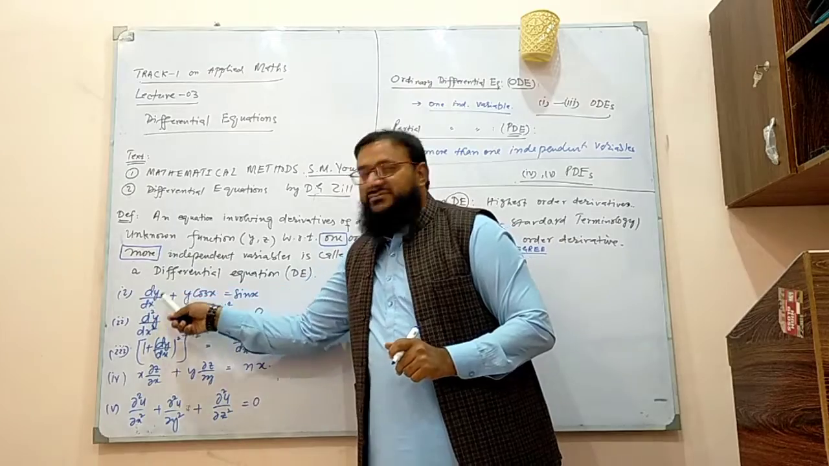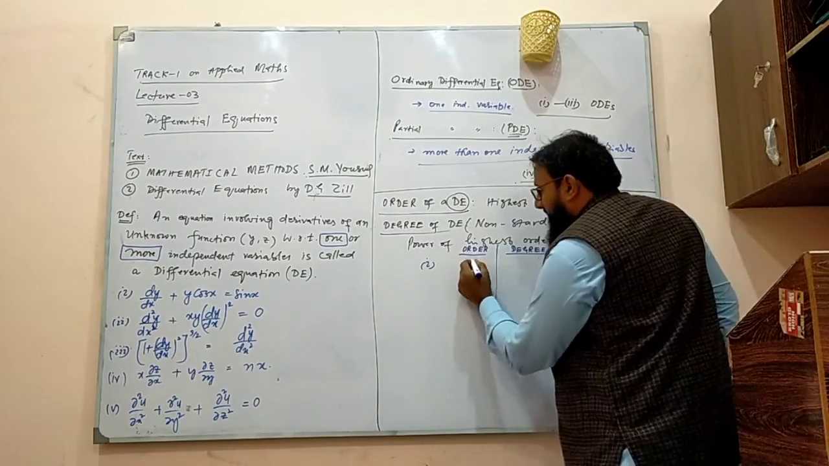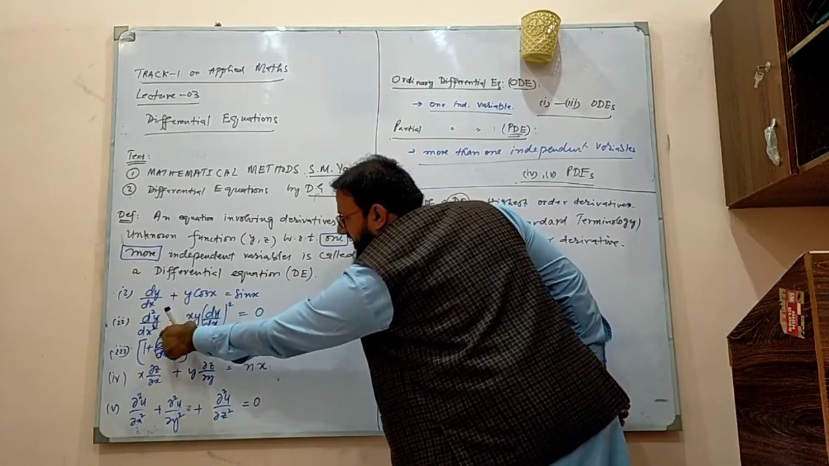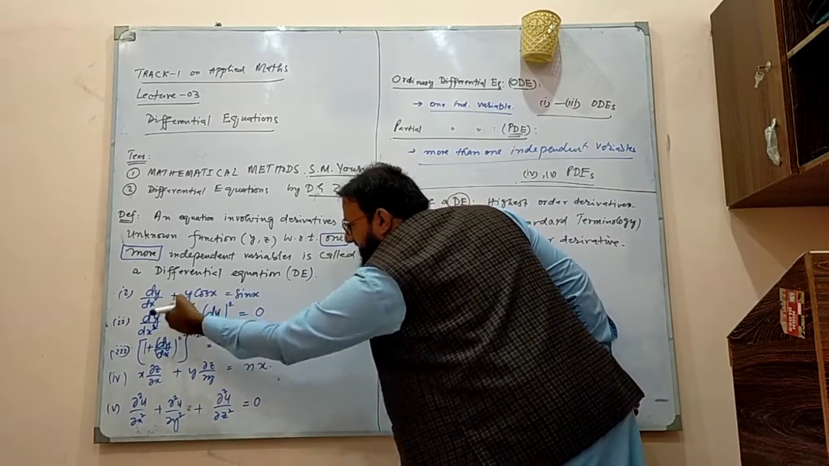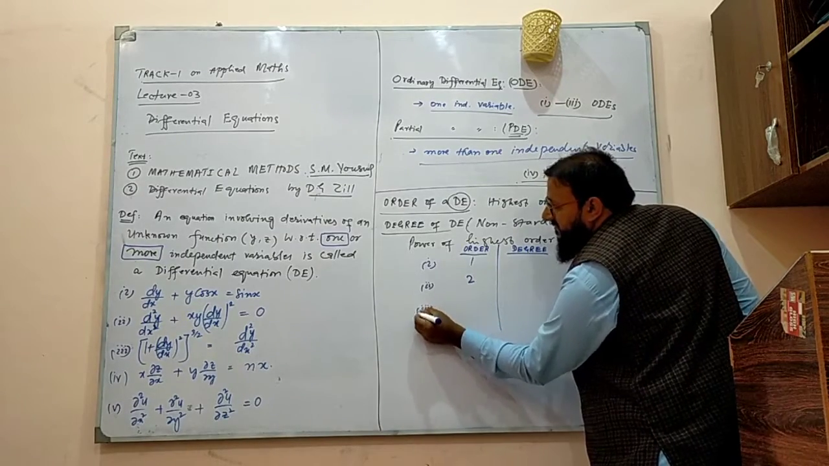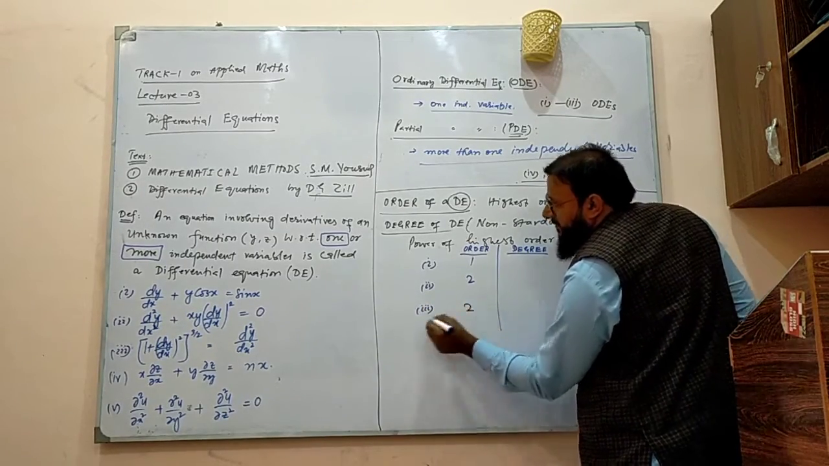1, because the derivative is only once. What is the order of the second equation? 2. You can see this is a second order derivative, this is a first order derivative. So the highest is second, so the order is 2. What is the order of the third? 2, sir. Order is 2 because of this 2.